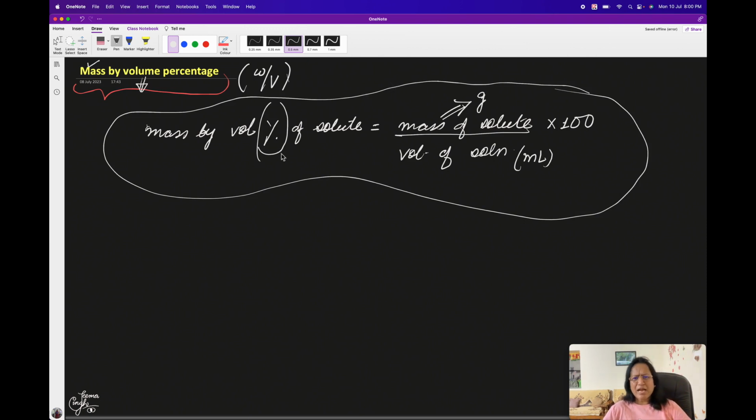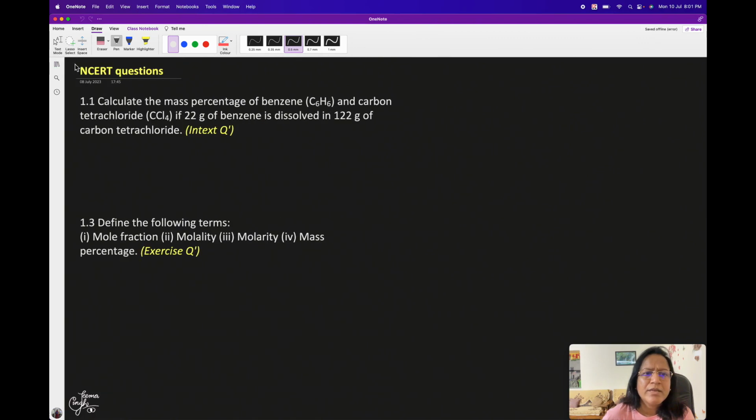We basically have no questions from here in your NCERT in-text or exercise. There is no question from mass by volume percentage. But these are important as far as your practicals are concerned, when your teacher might ask you to prepare a particular solution of some concentration, mass by mass or mass by volume or volume by volume. So to revise today's topic, let us take up questions from NCERT.